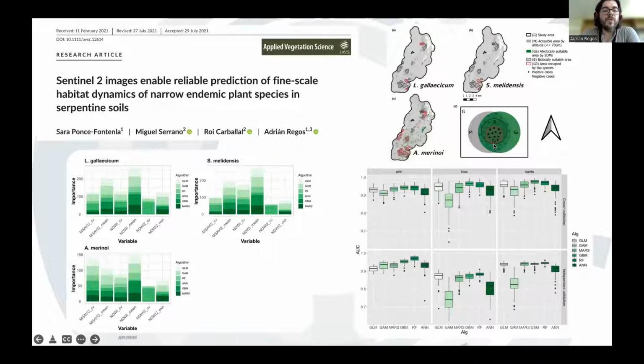We applied the same framework also to endemic plants in serpentine soils, also in northwestern Iberia. These soils are very rare, which is why there are endemic plants. In this case, we were able to model the 3 species using only time series of Sentinel data. So even without considering geomorphologic or topographic information, we were able to map very accurately the distribution of these species in space and also in time, because in this case, we also have data for a different year.